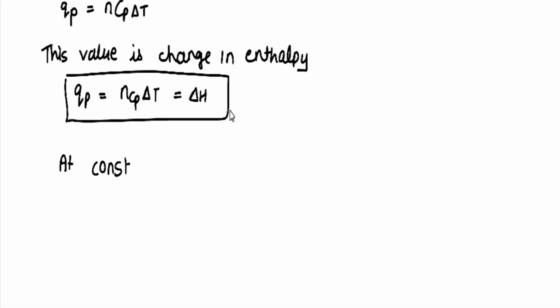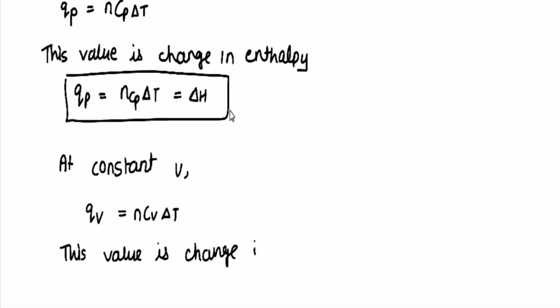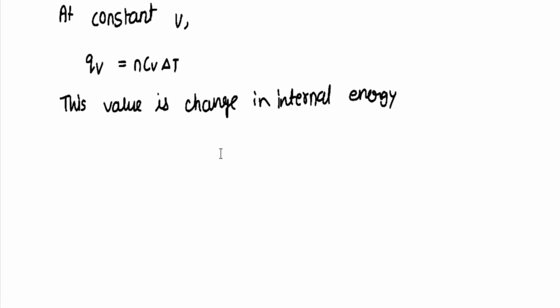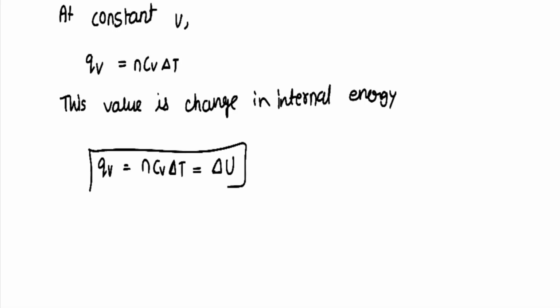At constant volume, this Qv is nothing but n Cv into delta T, and this value is equal to the change in internal energy. So what we will do, we will equate with this, and this is the value, that is Qv is equal to n Cv delta T, which is nothing but delta U. So this is your second equation.